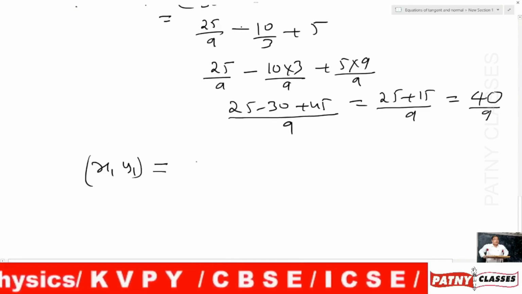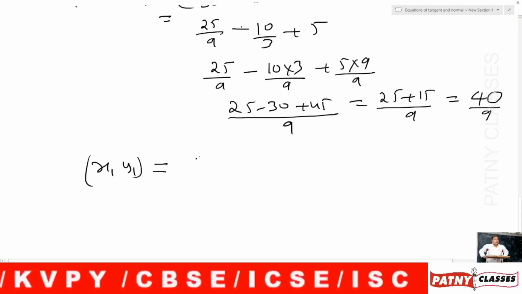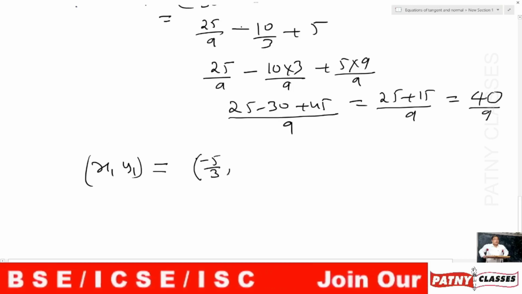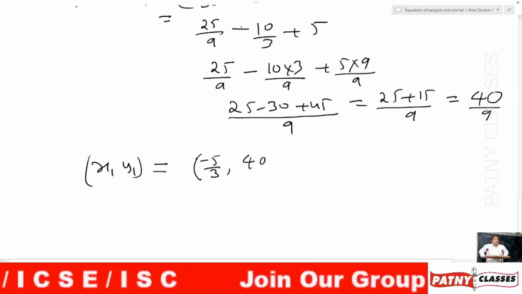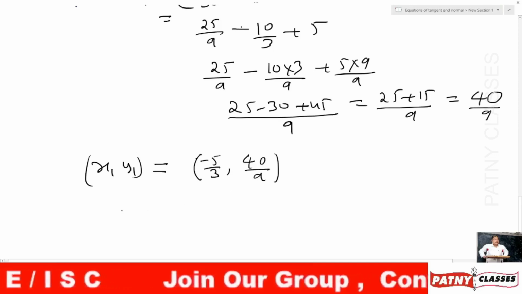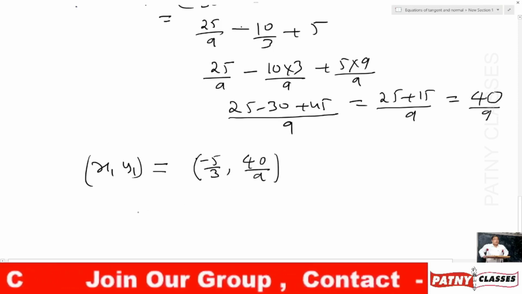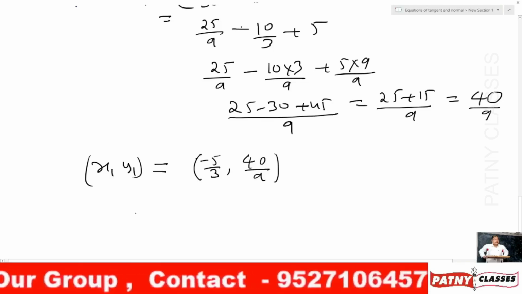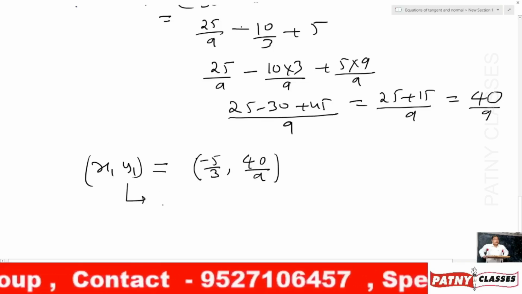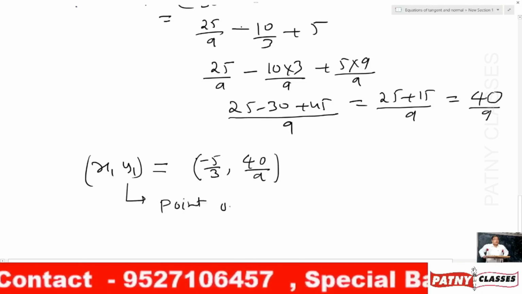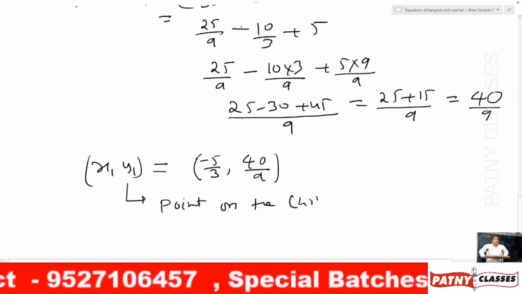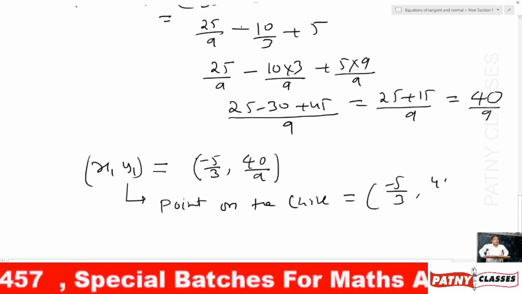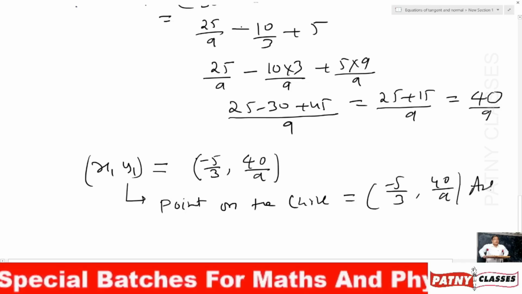Therefore, point of contact x1, y1. What is x1? We already have minus 5 upon 3, and y1 we got just now, 40 upon 9. Therefore, point of contact is minus 5 by 3 comma 40 upon 9. The question was to find the point on the curve. Therefore, the point on the curve equals minus 5 by 3 comma 40 upon 9. This is the result. This is the answer.